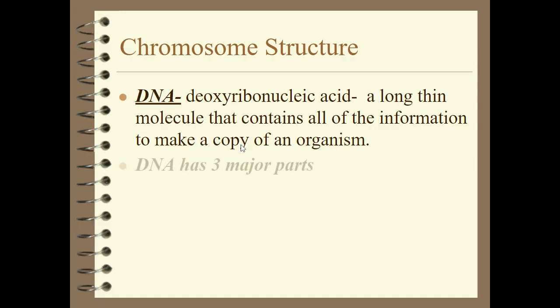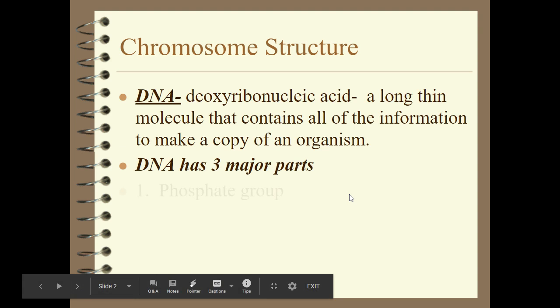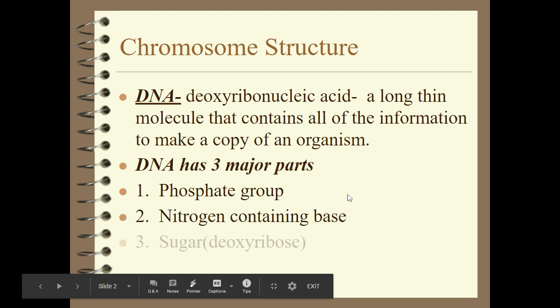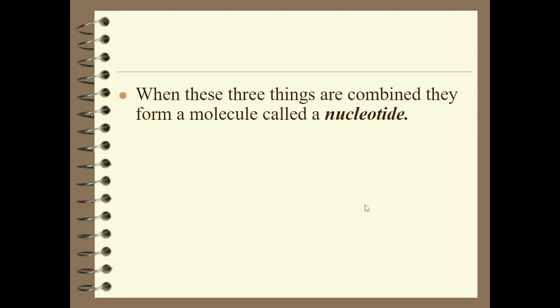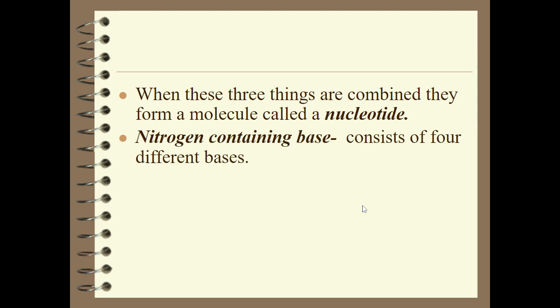So DNA, or deoxyribonucleic acid. This is your long molecule that contains all the information to make a copy of an organism. DNA has 3 major parts: a phosphate group, a nitrogen base, and a sugar. So when these things are combined, you create a nucleotide.